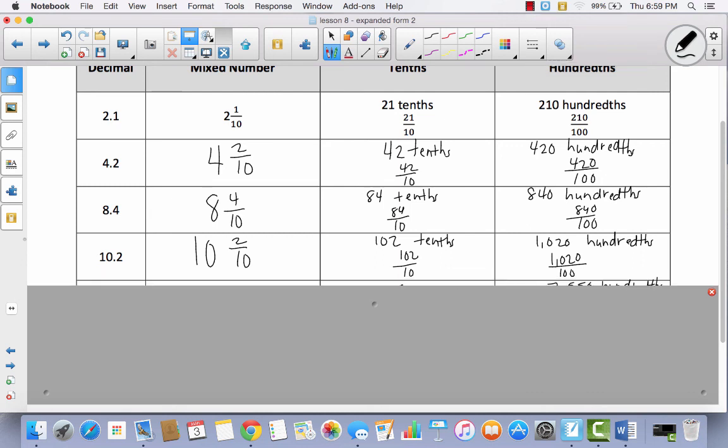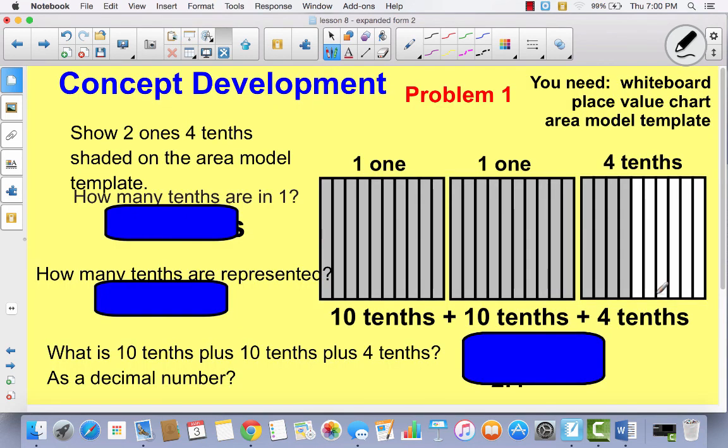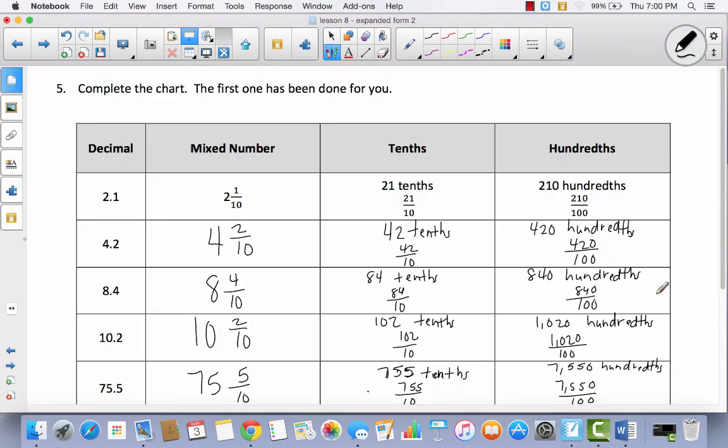Okay, so let's take a look at 10 and 2 tenths. So 10 and 2 tenths as a mixed number would be written 10 and 2 tenths. That's the same thing as 102 tenths and 1,020 hundredths. So let's look at the last one. 75 and 5 tenths is the same thing as 755 tenths and 7,550 hundredths.